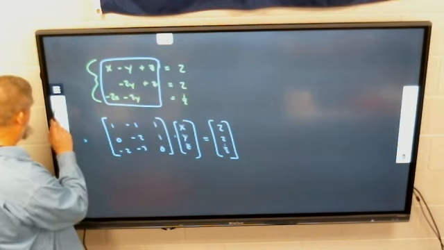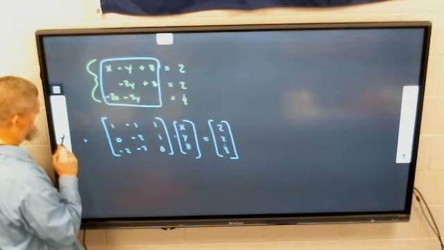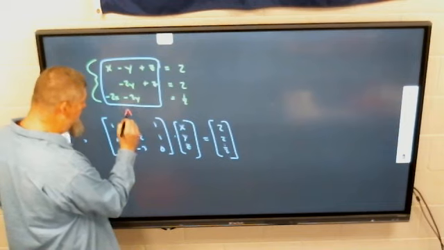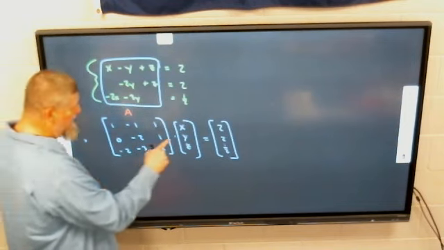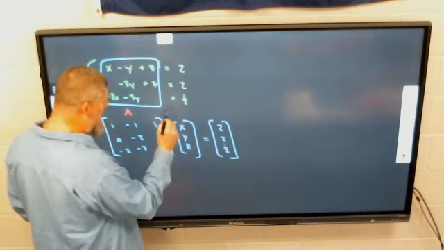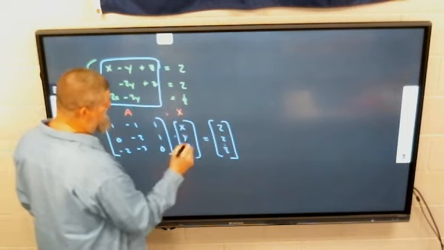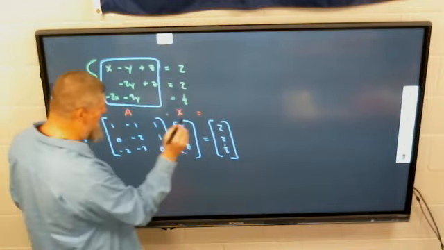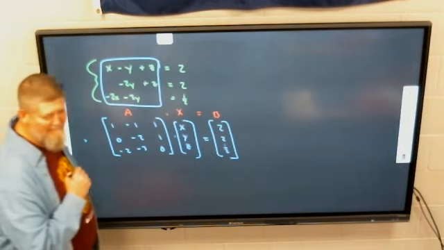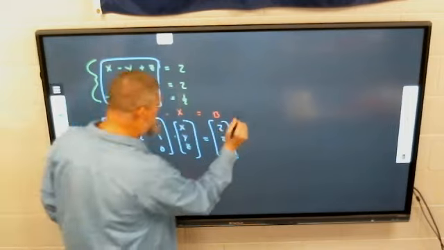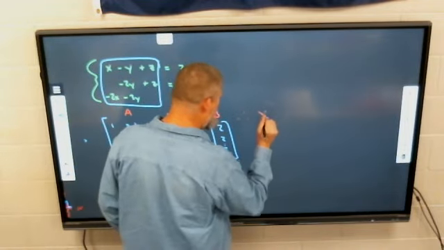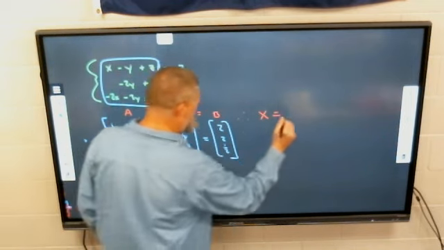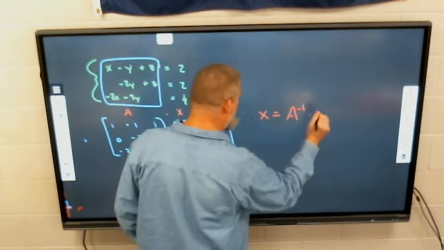Now, ready for the magic? This we'll call A. This one we'll call X. And this one we'll call, what should we call that one? B. So then I know that X is going to be equal to the inverse of A times B.